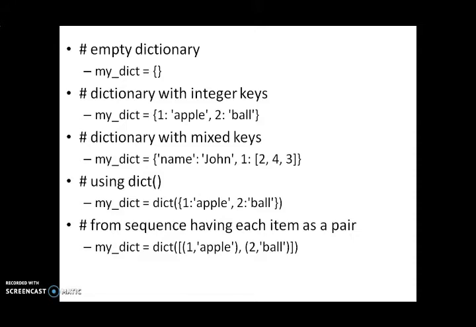Next one is a dictionary with mixed keys. You can see here name is a string, name is John, and you are having here name as the key and John as the value for this name. Next we are having 1 as the key, and you are having a list over here, 2, 4, 3 is the data given inside this.